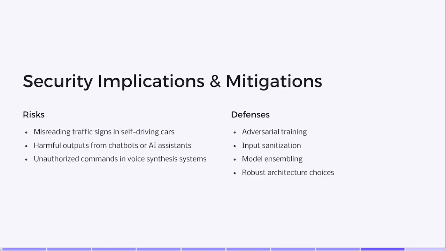And potential defenses might include adversarial training: train your model on adversarial examples so it learns to spot them. Input sanitization: pre-process or denoise inputs to remove suspicious perturbations. Model ensembling: using multiple models can reduce the chance that a single perturbation fools them all. And robust architecture choices: some specialized network designs are inherently more resistant. No single defense is perfect, but combining them can significantly reduce the risks.